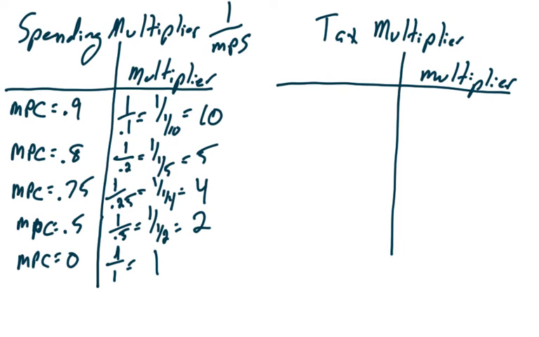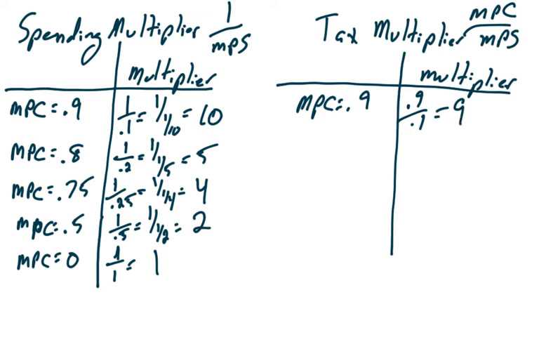Our tax multiplier is a little different, right? There's a different formula for it. The formula for the tax multiplier is going to be MPC, not MPS. My mistake. It's going to be MPC over MPS. All right, so we'll do the same thing and try to find the multipliers. If my MPC is equal to 0.9, then my multiplier is going to be 0.9 over 0.1, and that is going to give me a multiplier of 9.